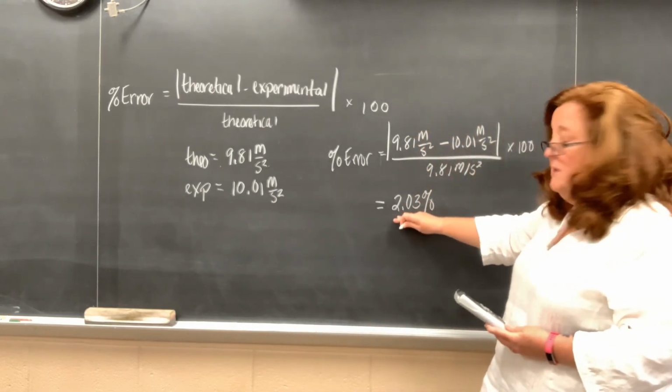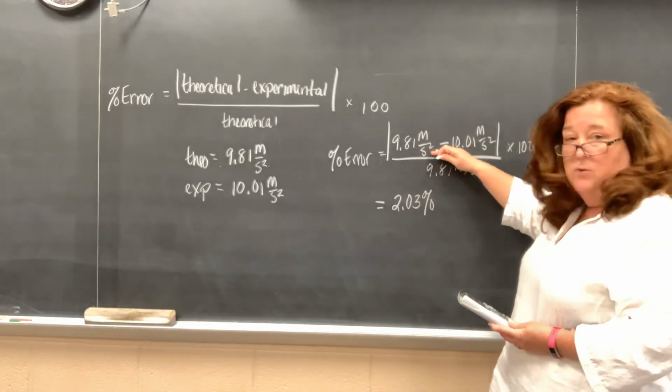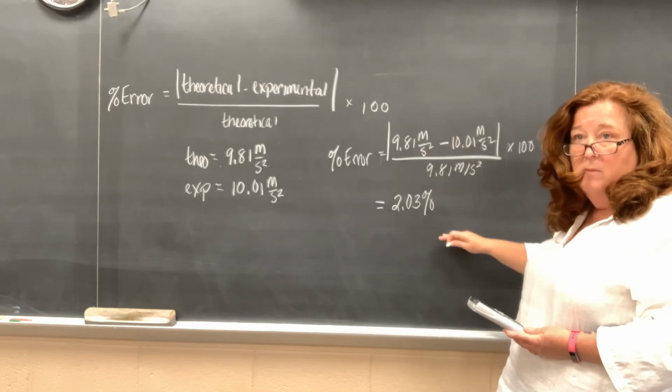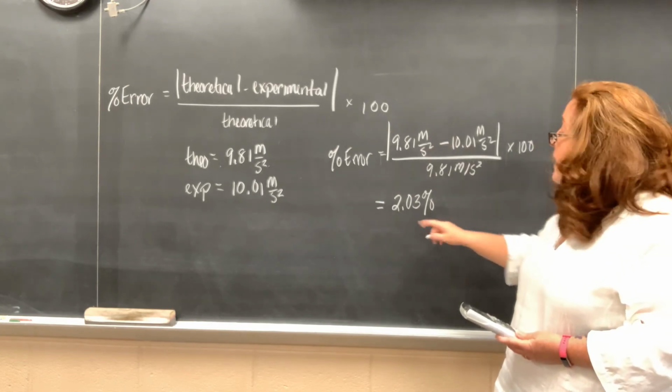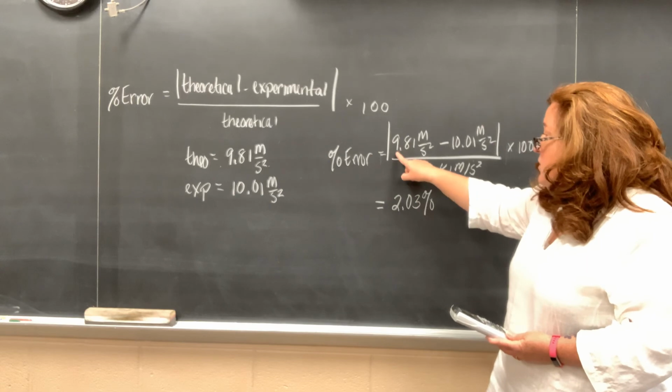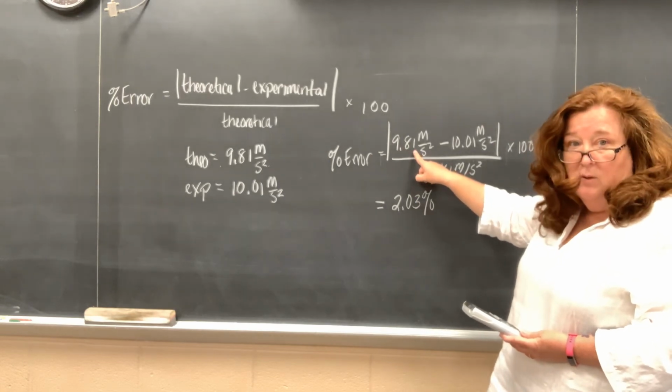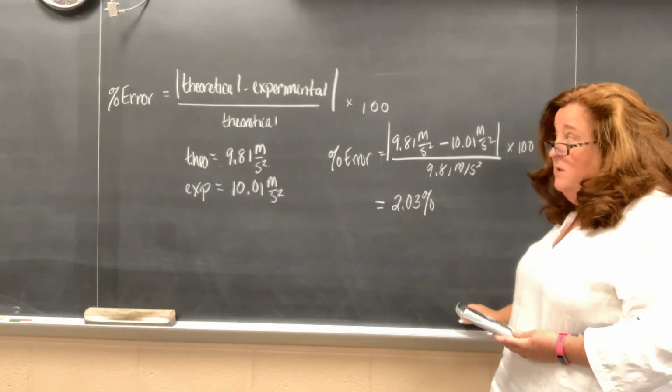Notice how I have 3 significant digits, because although I subtracted and divided, I'm going to follow my rules for division at the end and only have 3 significant digits, just like the theoretical value only had 3 significant digits. That's how you do percent errors.